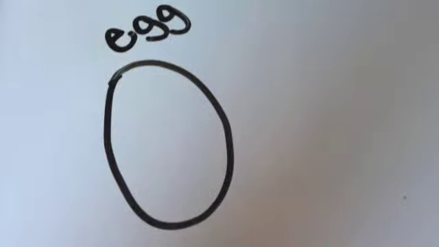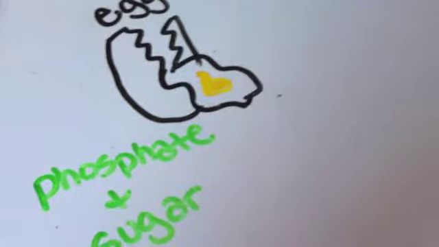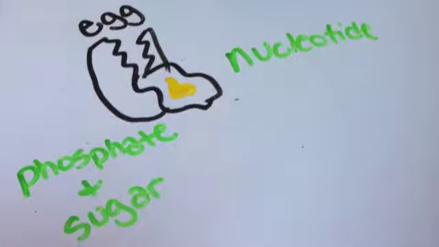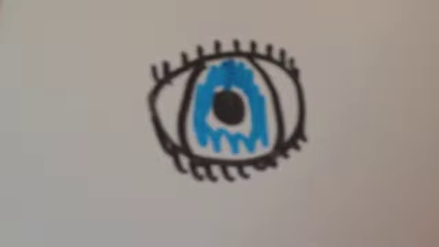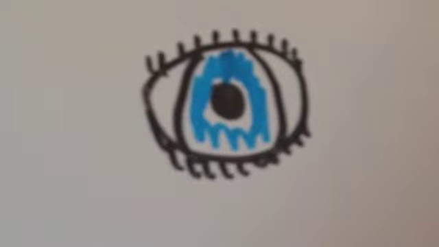To get a better understanding of DNA, think of an egg. The shell is the phosphate and sugar, and the inside is the nucleotides. Each pair of bases creates what is called a gene. A gene is a unit of heredity information. Let's say you have blue eyes. The color of your eyes is a gene that you inherited from your parents.